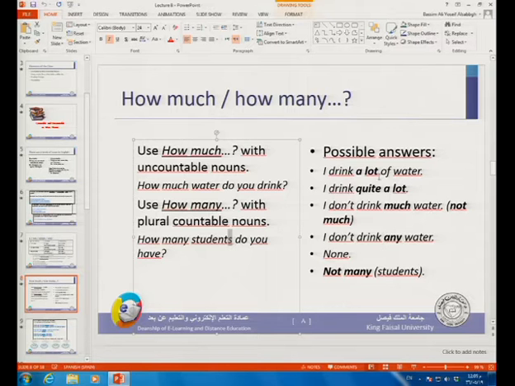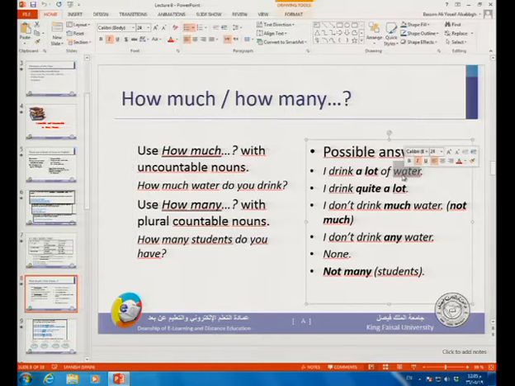Notice here that we use a lot of, again with uncountable nouns. We use much here with uncountable nouns, but remember this is a negative sentence. I don't drink much. I don't drink any water. We use any as well with uncountable nouns in negative sentences. Many with plural countable nouns. Alright?